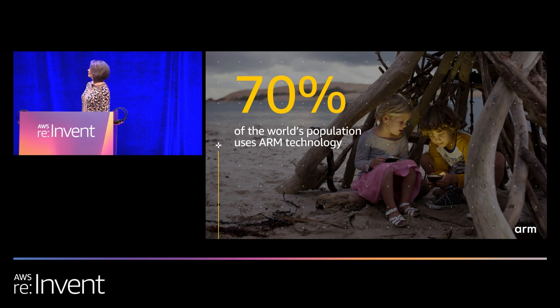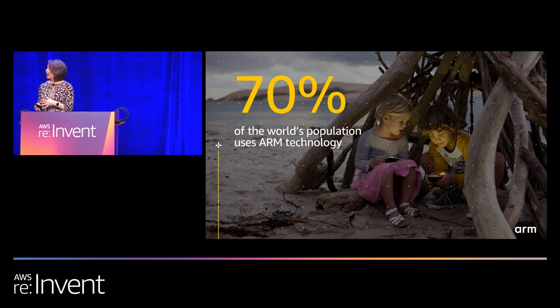Ah, there we go. Who is ARM? In case you don't know, we provide intellectual property, or IP, that is used by many of the leading semiconductor companies to create their products. Our IP is so prevalent that over 70% of the world's population uses technology that contains ARM IP.